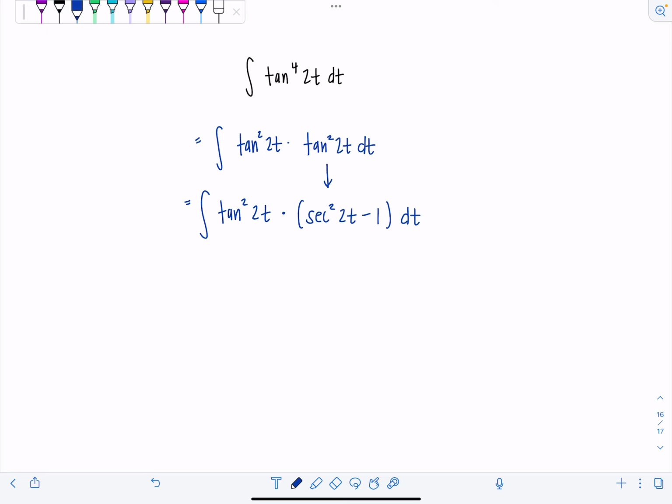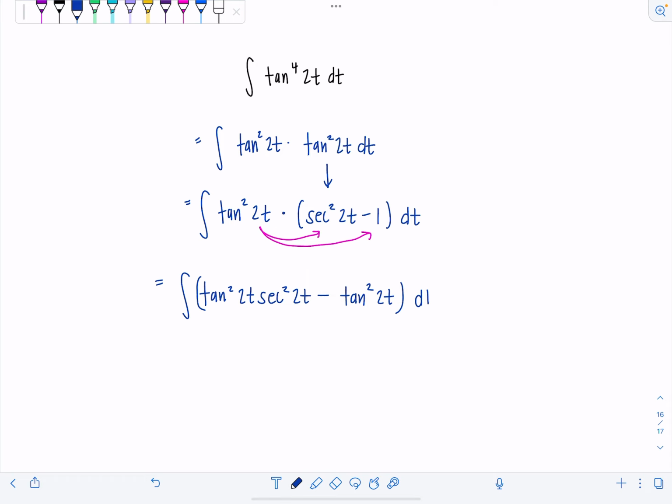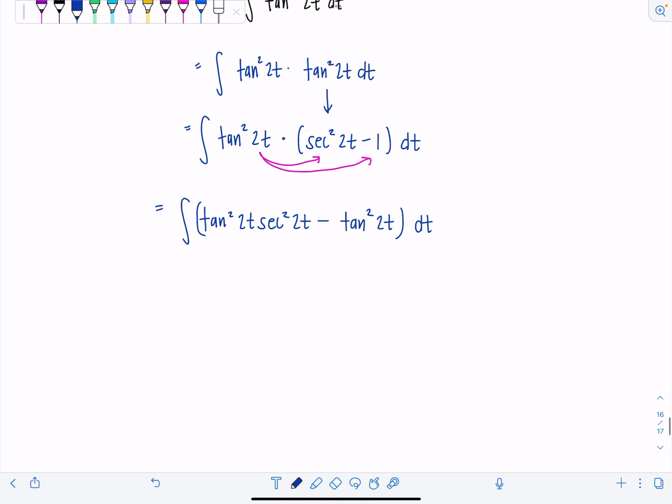All right, from here, what we're going to do is distribute this tangent squared 2t through, and you'll see why we're so excited right now. So we've got tangent squared 2t secant squared 2t minus tangent squared 2t, and then dt. I got too excited there. Okay, so let's think what we would do.